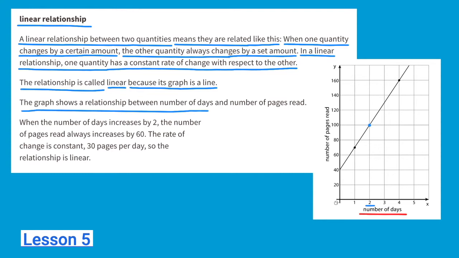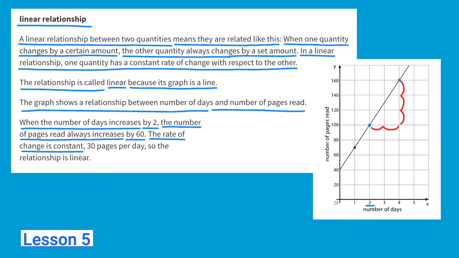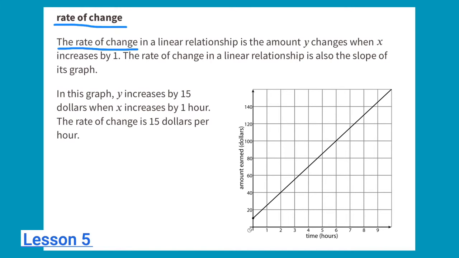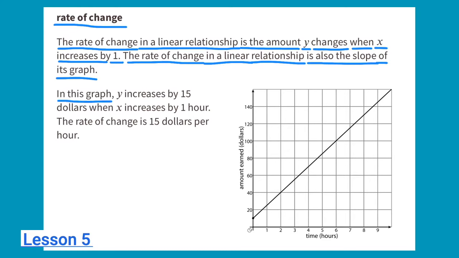The graph shows a relationship between a number of days and a number of pages read. When the number of days increases by 2, the number of pages read always increases by 60. The rate of change is constant, 30 pages per day, so the relationship is linear. Rate of change. The rate of change in a linear relationship is the amount y changes when x increases by 1. The rate of change in a linear relationship is also the slope of its graph. In this graph, y increases by $15 when x increases by 1 hour. The rate of change is $15 per hour.